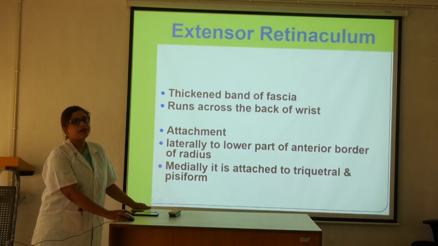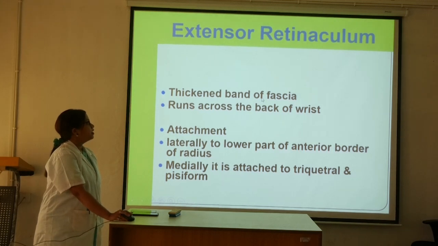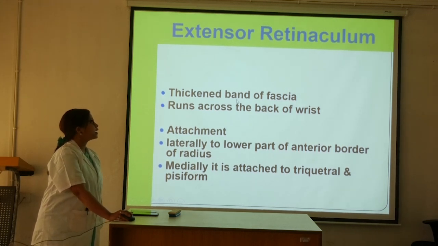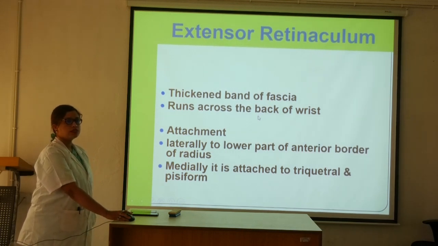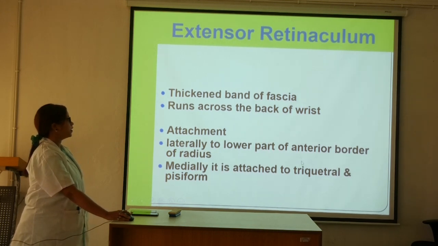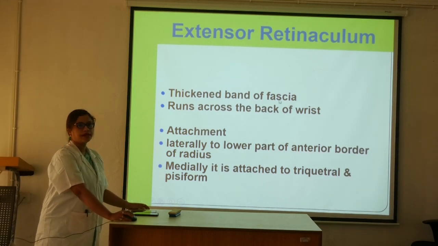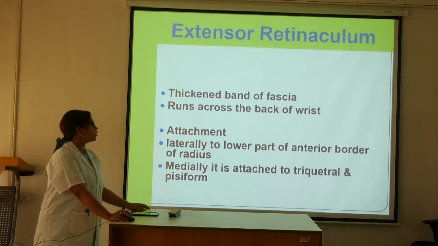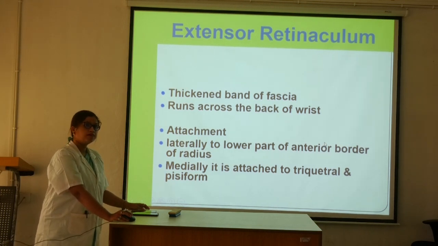Okay, what is the extensor retinaculum? Okay, another two slides. Extensor retinaculum, what is this? So the definition is that it is a thickened band of fascia that runs across the back of the wrist. This is the definition for the extensor retinaculum. So how does it attach? This is very important. Everybody could say the definition, but how it is attached, that is important. Laterally to the lower part of the anterior part of the radius. Lower part of the anterior part of the radius. And medially it is attached to the triquetral and pisiform, not the ulna.